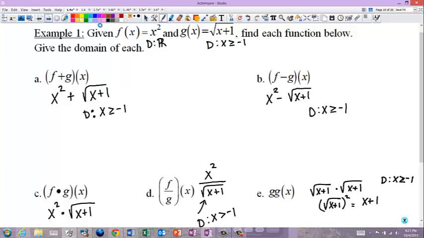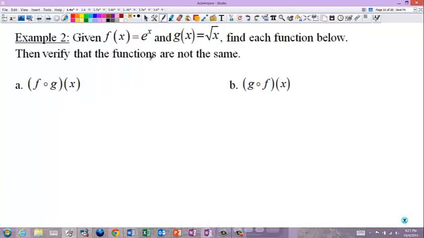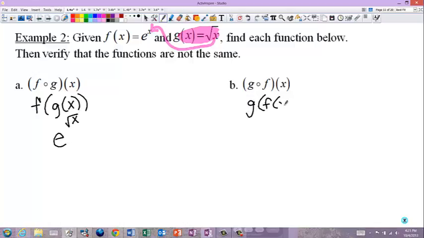Okay, next. F of g is f of g of x. That means you take the g and you plug it into the x right there. So that is e to the square root of x. G of f of x just means you take the f and you plug it into the g, the square root of e to the x.